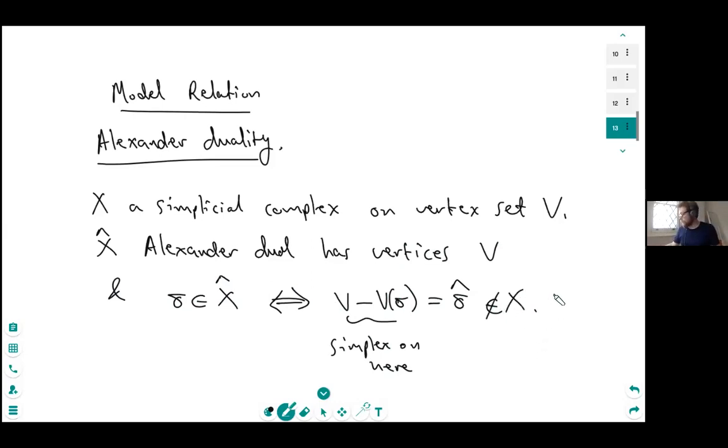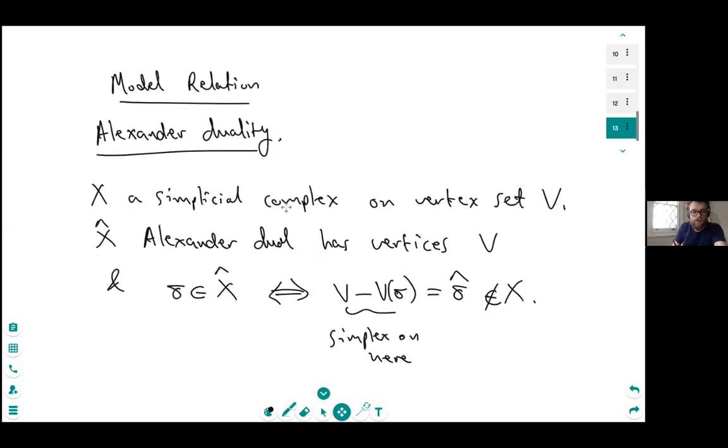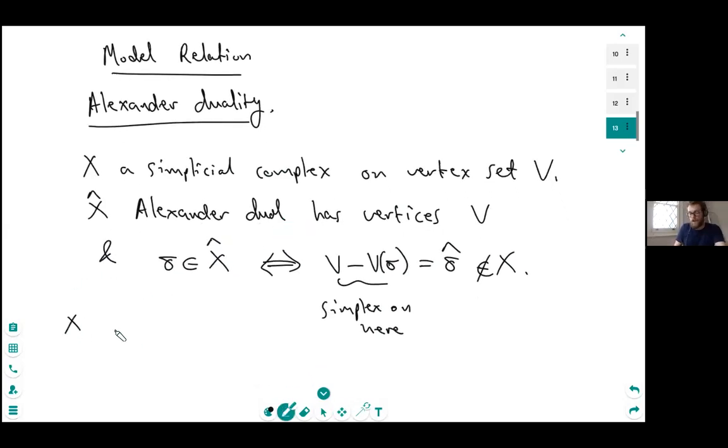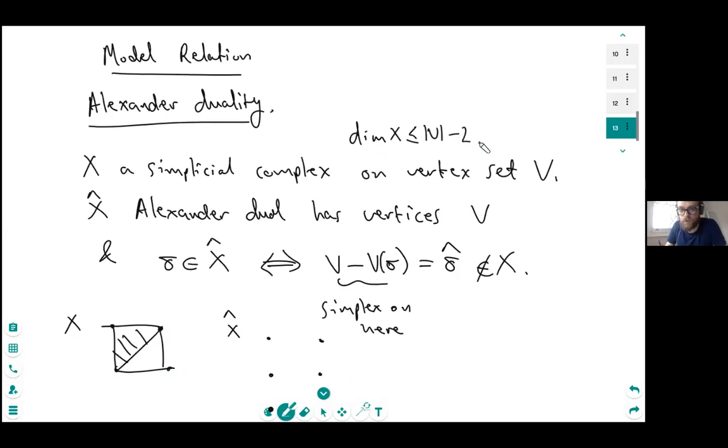So I prepared an example because I tried to do an example on the fly before and it went wrong. If we take X as the following. And then we want to look at the dual. So we have the same vertex set. And then when do I have an edge? If and only if the complement. So I should also say that the dimension of X is less than or equal to V minus 2. So obviously in general, it could be the full simplex. In this case, we're restricting to the boundary of the full simplex at most.